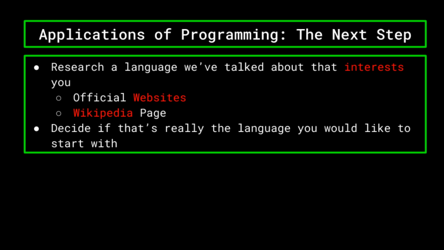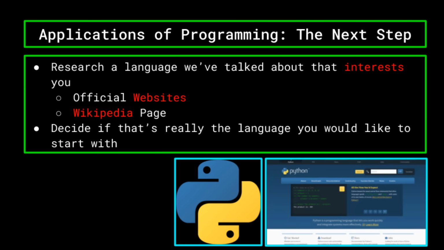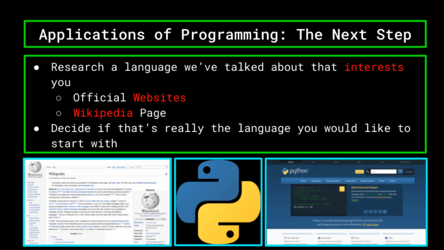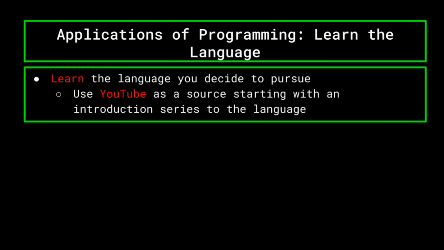Starting with the biggest question, which is what is the next step? Well, now that you might know which type of language you might be interested in, research that language and find out whether or not you truly want to pursue that programming language. Most languages, like Python or C++, will have either an official website where you can read up on the language, or a Wikipedia page which will provide you with useful information in deciding whether or not you want to pursue that path.